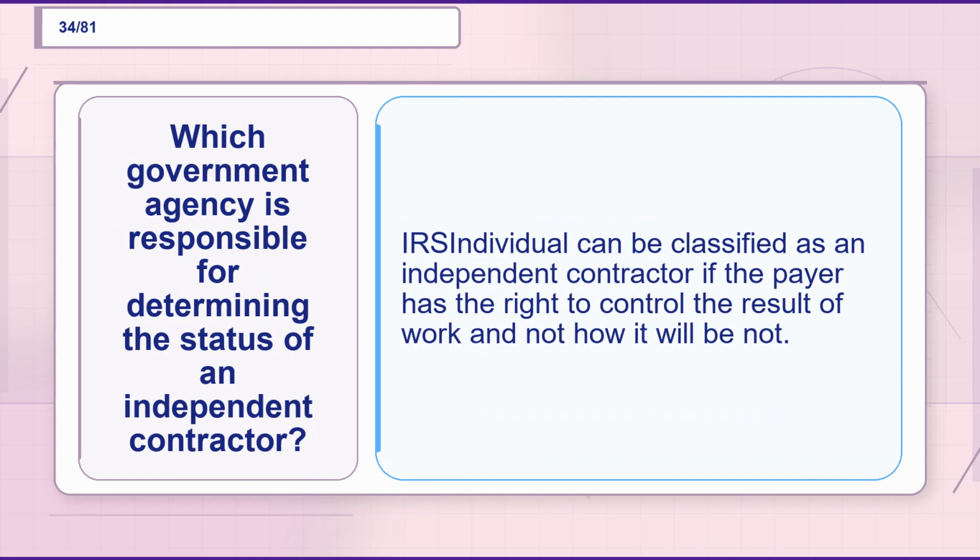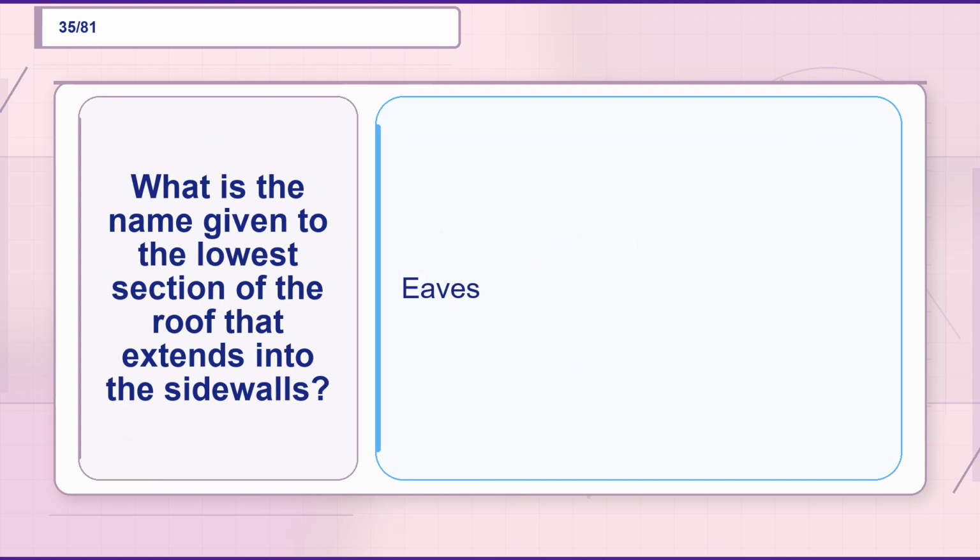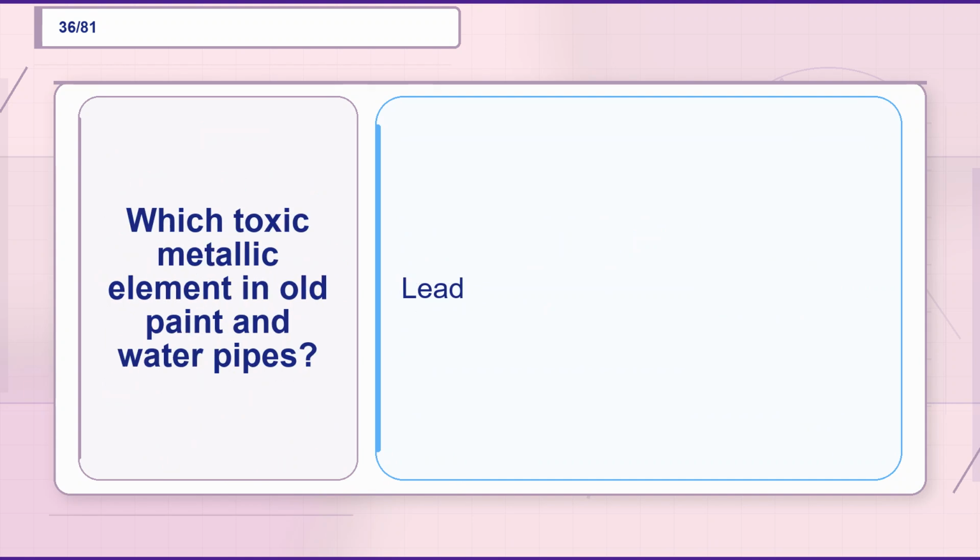Term: Which government agency is responsible for determining the status of an independent contractor? Definition: IRS. An individual can be classified as an independent contractor if the payer has the right to control the result of work and not how it will be done. Flashcard 35. Term: What is the name given to the lowest section of the roof that extends into the side walls? Definition: eaves. Flashcard 36.